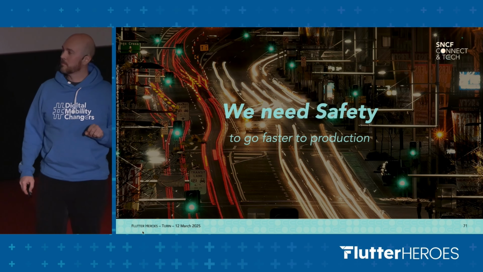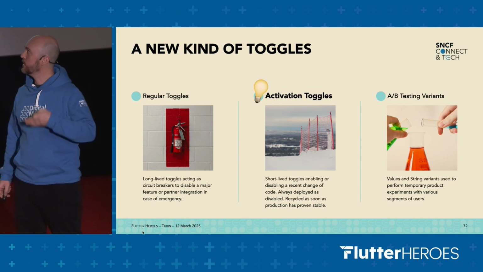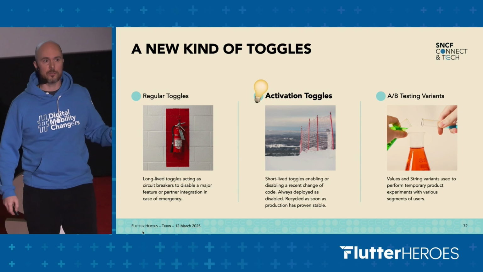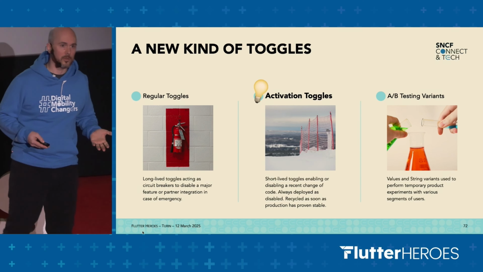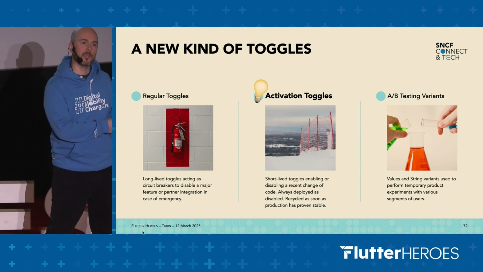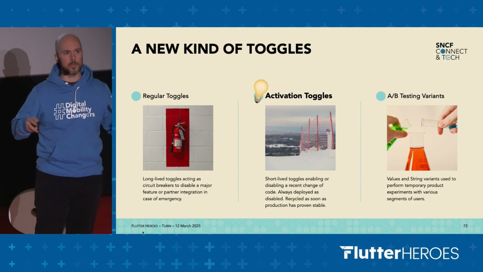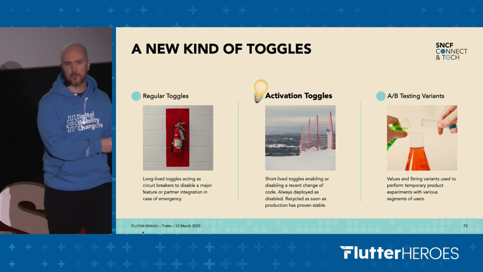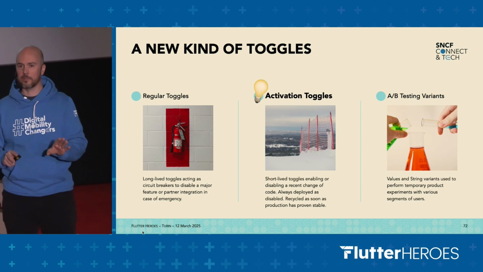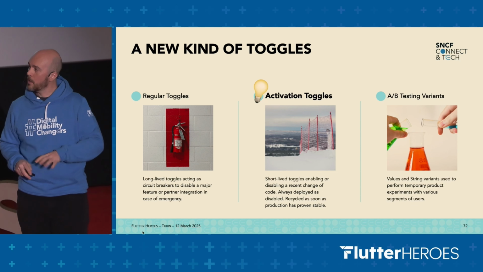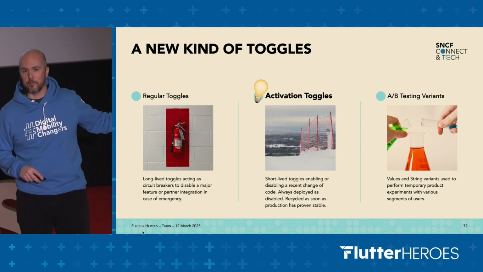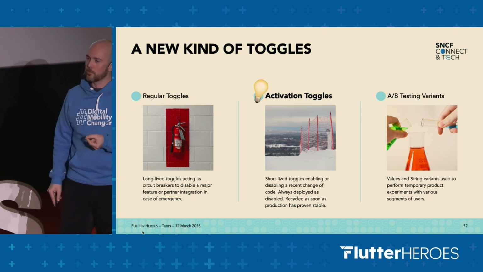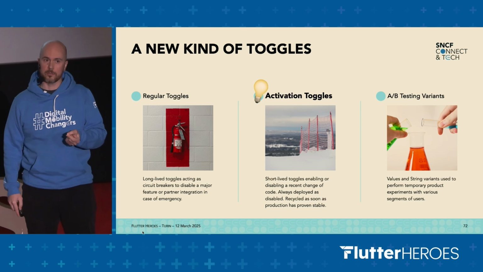So we introduced a new kind of feature flags, feature toggles. Obviously, everybody is used to regular toggles acting as circuit breakers, long-lived. You put them in your application, and for each very large feature, or when you integrate a partner, you put a feature toggle to be able to disable it in case of emergency. We also add A/B test experiments to perform experiments with the product. And we introduced what we called activation toggles.